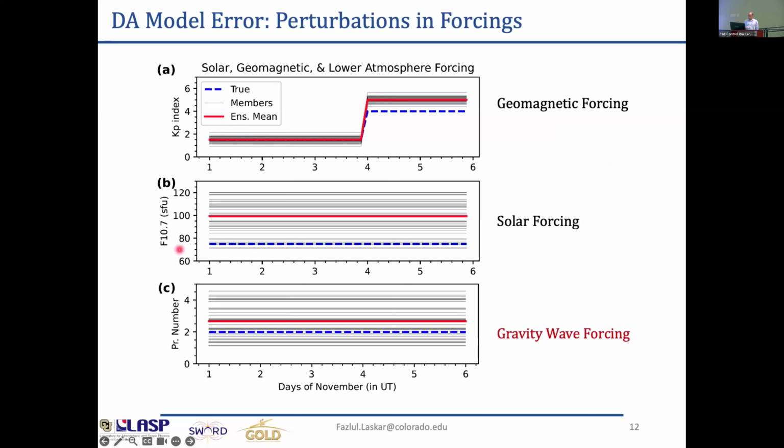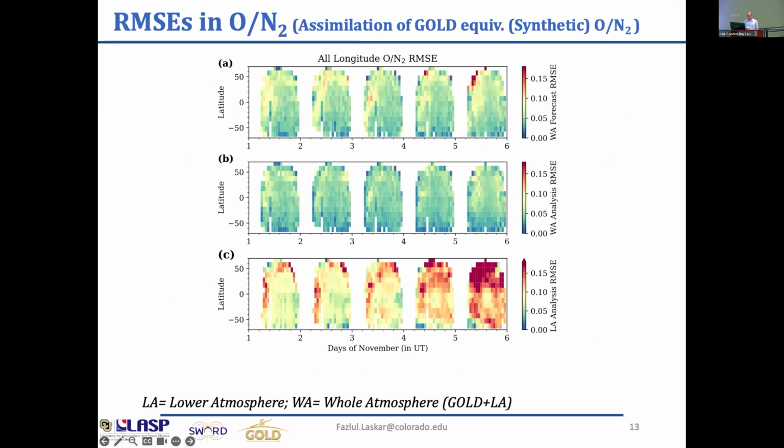So that's why we introduced an additional forcing or perturbation in the members. All these forcings have a spread, and the spreads remain the same throughout the assimilation. So what was the result finally?